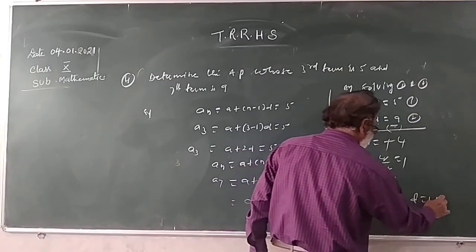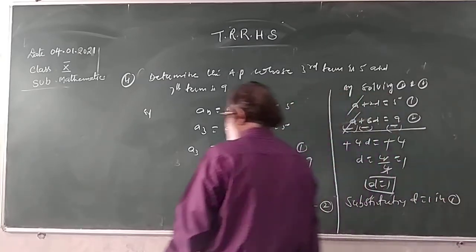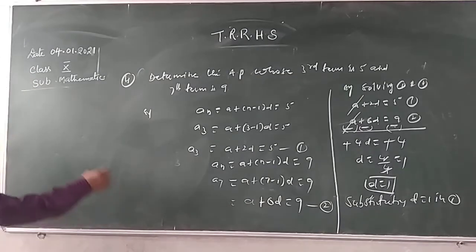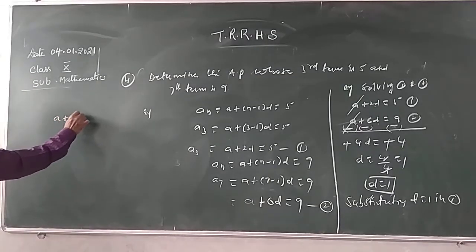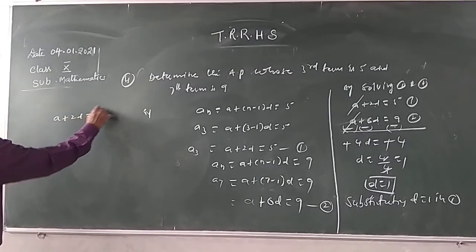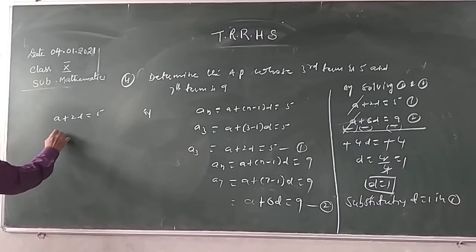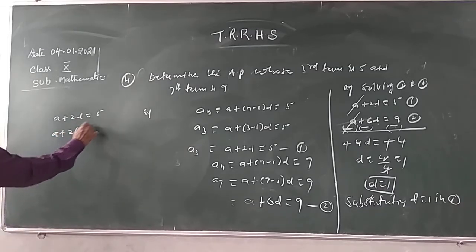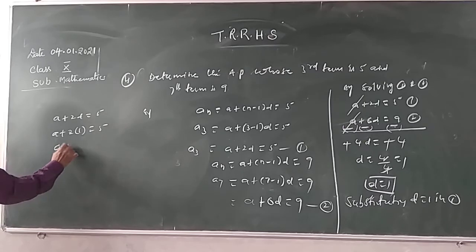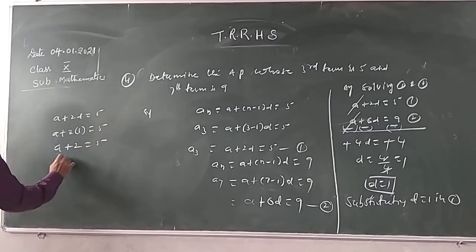Now substituting d equal to 1 in the first equation. The first equation is a + 2d = 5. So a + 2 into the d value 1 is equal to 5. a is equal to 5 minus 2, so a is equal to 3.